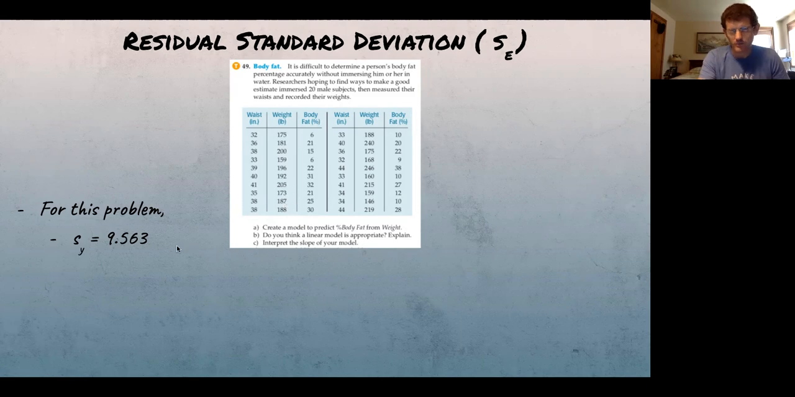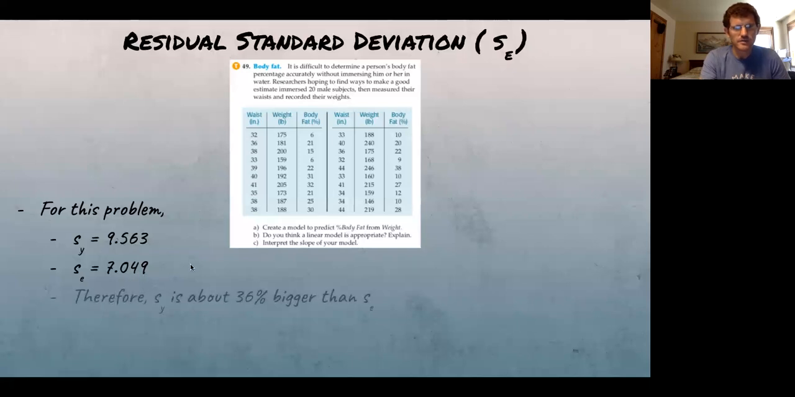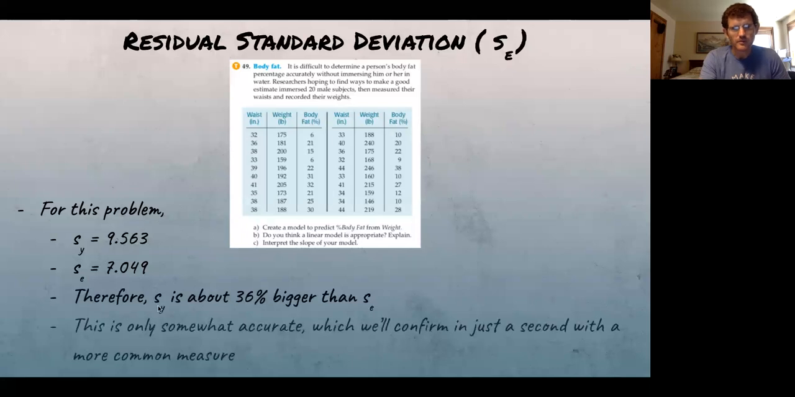So when you run the numbers here, if you plug this in, you would get a standard deviation in your Y values, body fat, of 9.563. The standard deviation of your residuals is 7.049. So just comparing those two numbers, this is only 36% bigger than this one. I guess you could say it's a factor of 1.36.